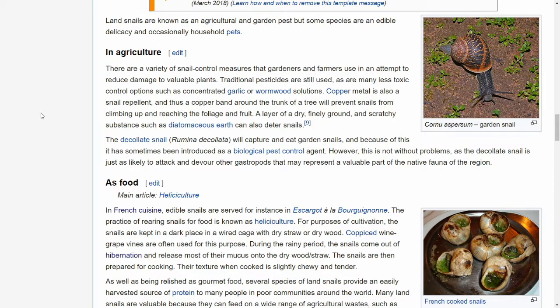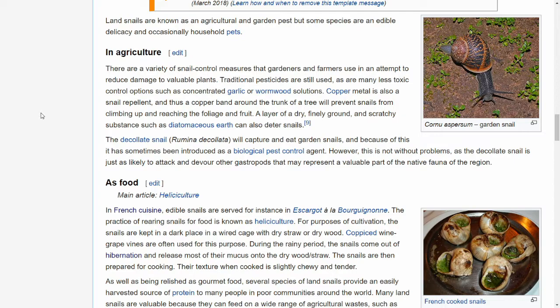The decollate snail, Rumina decollata, that sounds delicious, will capture and eat garden snails, and because of this, it has sometimes been introduced as a biological pest control agent. However, this is not without problems, as the decollate snail is just as likely to attack and devour other gastropods that may present a valuable part of the native fauna of the region.